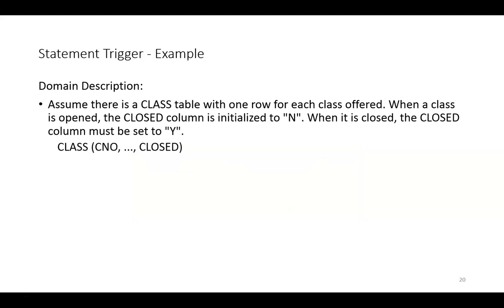So the table would look something like this. It would have a column called CNO, which would be the course number and a primary key. There would be some additional columns, and then the column to which we just referred called closed, indicating the registration capabilities for students at this point.